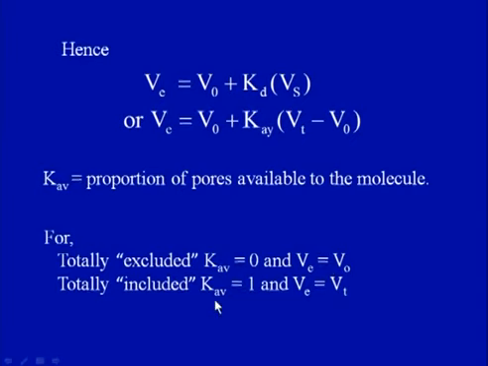For a totally included molecule, it is like there is no fractionation happening, and the elution volume will be almost equal to the total volume of the column. And the intermediates could then be separated in between, they will have certain values between 0 and 1.